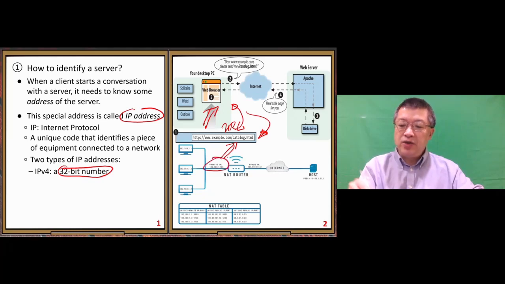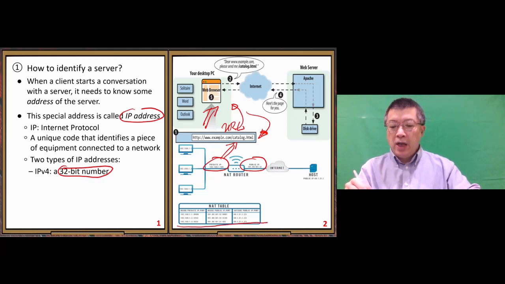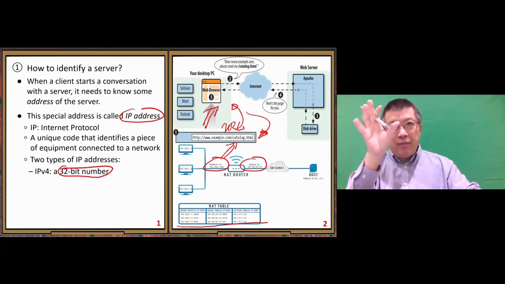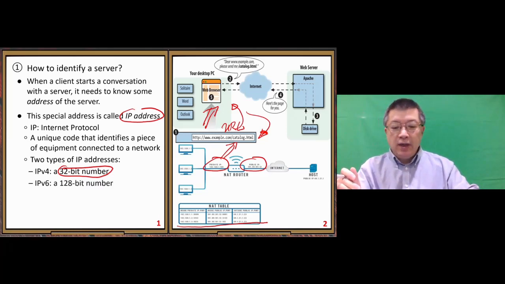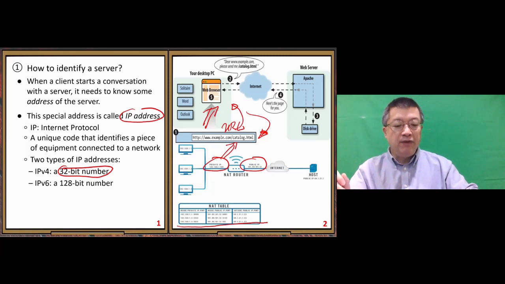So for the IP address, here you can see the format also: a sequence of numbers separated by dots. Another, the second type, IPv6.